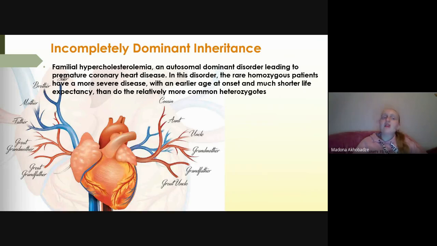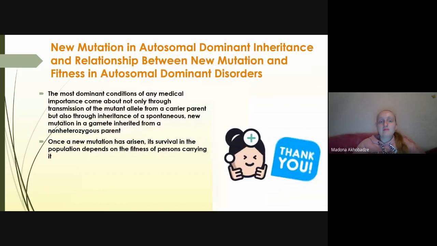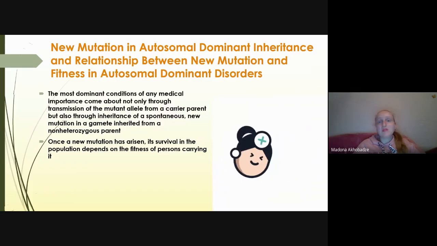So it means we have a case of incomplete dominance because the homozygous ones have more severe disease than the heterozygous. I mean, carrying two alleles is more dangerous than carrying just one disease allele. Still, both of them have disease, but the severity depends on how many alleles they got. Okay, and yeah, the relation between new mutations and fitness.